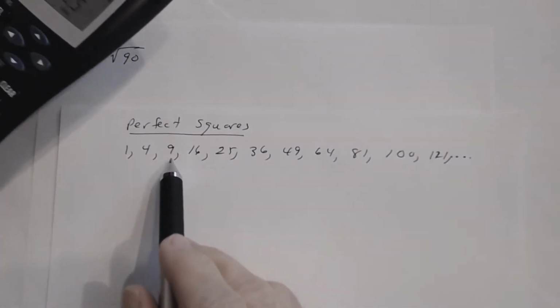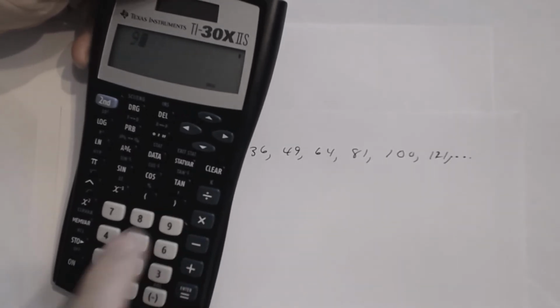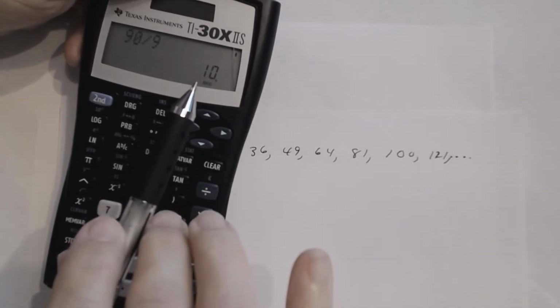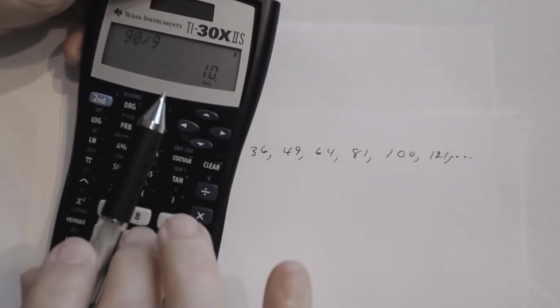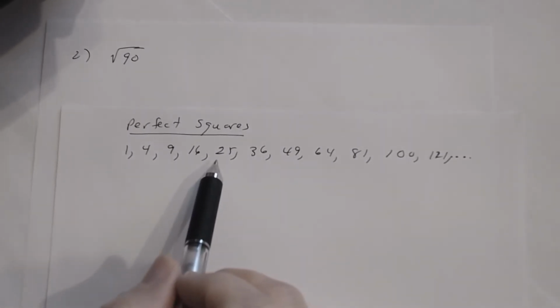All right, let's go to 9. So 90 divided by 9, sorry. And I get 10, right? Okay, now before you go on, here's what I mentioned earlier. You should always use the largest perfect square. It helps if you use the largest, okay?